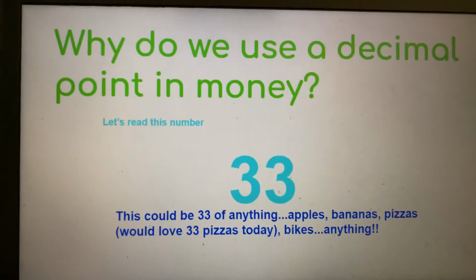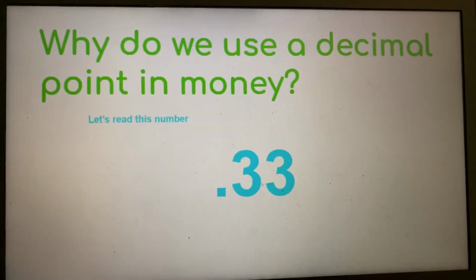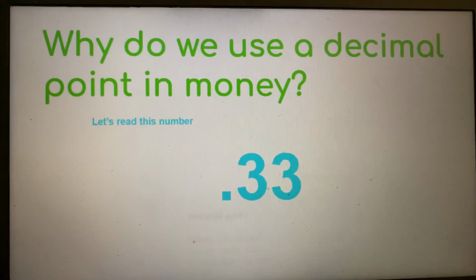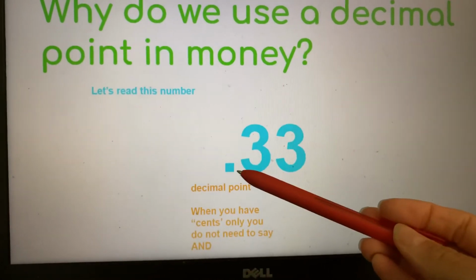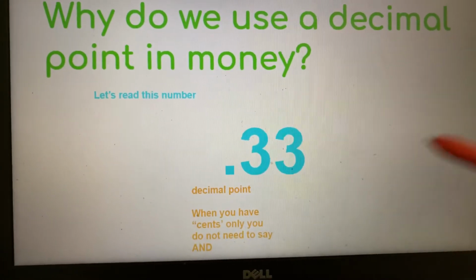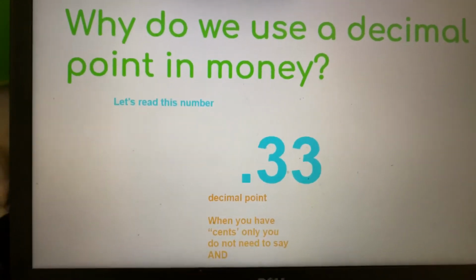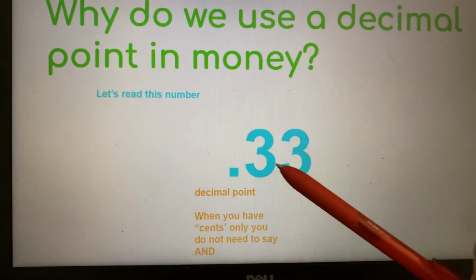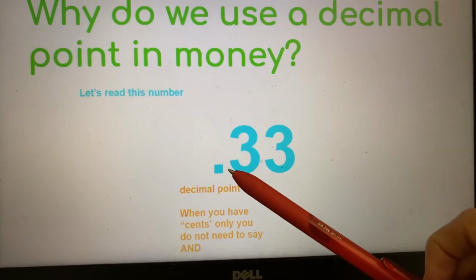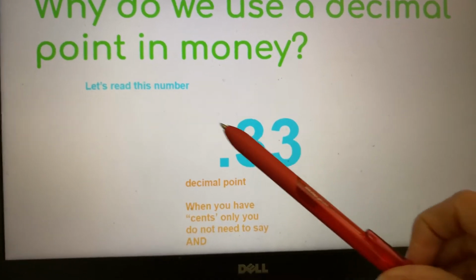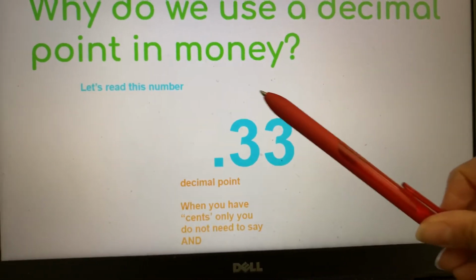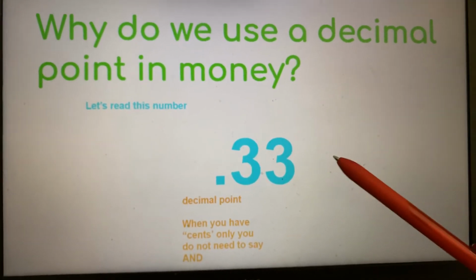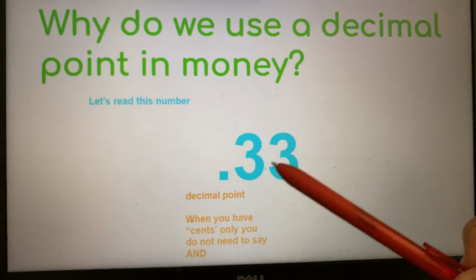If we want to show money, we're going to come to this next slide. Here's where the importance of your decimal point comes in. There you go. You have your decimal point right here. When you have cents only, you don't need to say and. On the prior slide, I was saying how when you see the decimal point in money, you say and. Well, in this case, you only have 33. You don't have any dollars over here. You just have your cents. So you're not going to say and 33. You're just going to say 33.